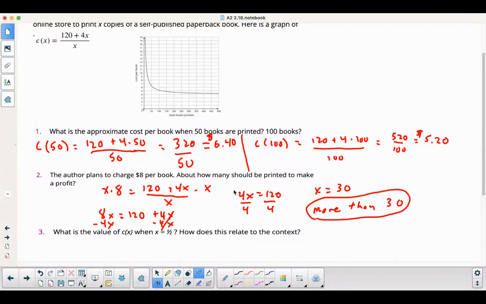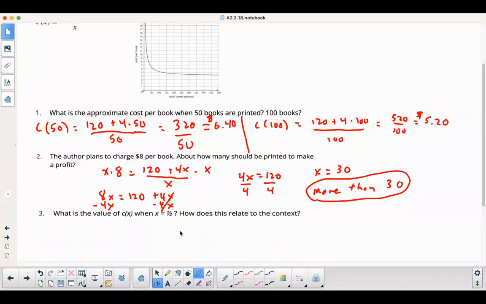Okay? What is the value of C of X when X equals 1/2? How does this relate to the context? So C of 1/2, I'm going to use 0.5 just because it'll be easier to plug in. 120 plus 4 times 0.5 divided by 0.5, I get 244. So remember, X is the number of total books printed if you look right here.